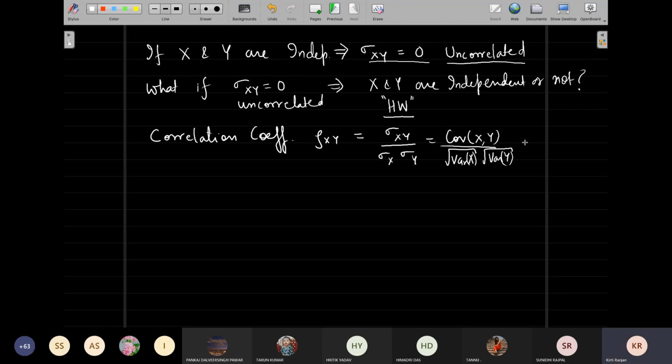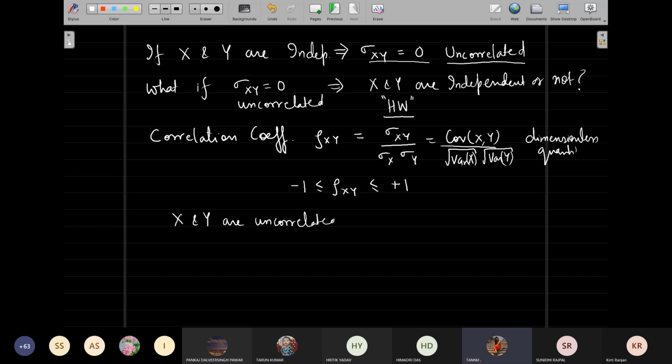This coefficient is a dimensionless quantity. And this coefficient remains between -1 to +1. What if x and y are independent or uncorrelated? What is this coefficient? Zero. Rho xy? Zero. No, it is 0 because covariance is 0. Sigma xy is 0, right?